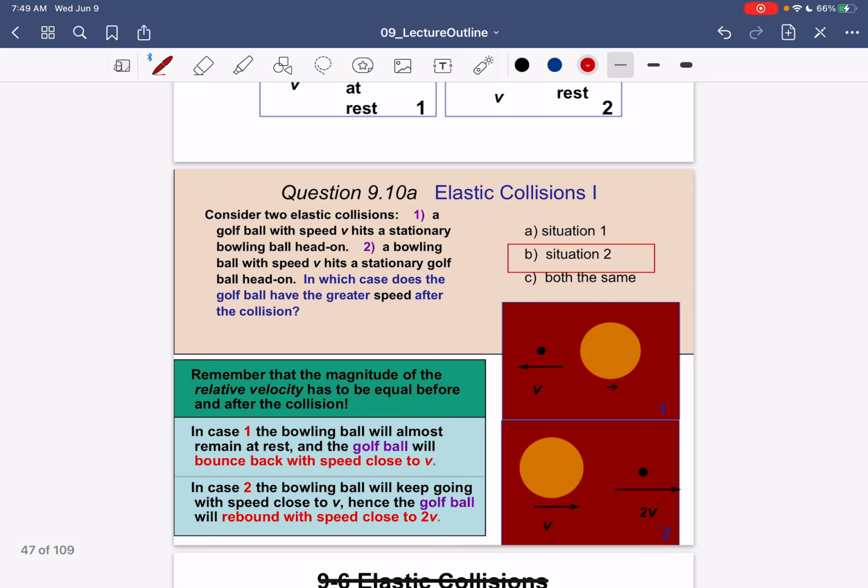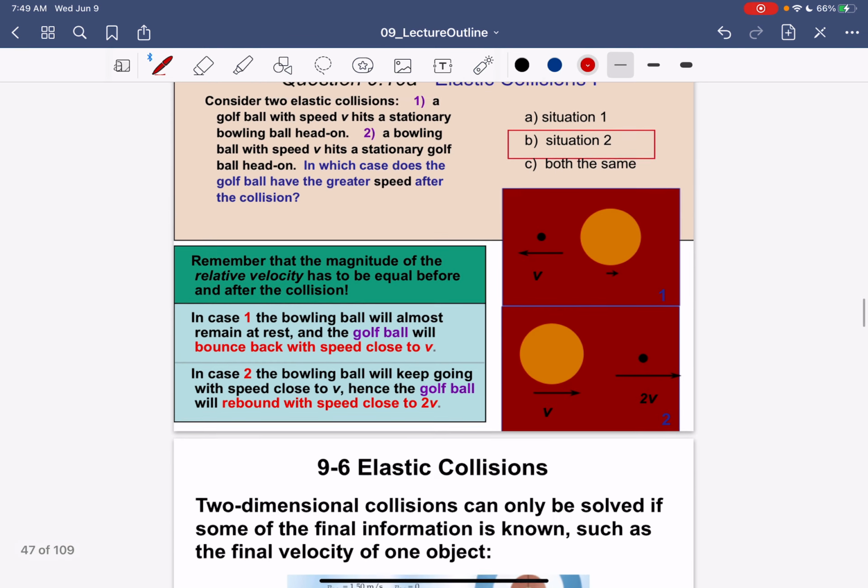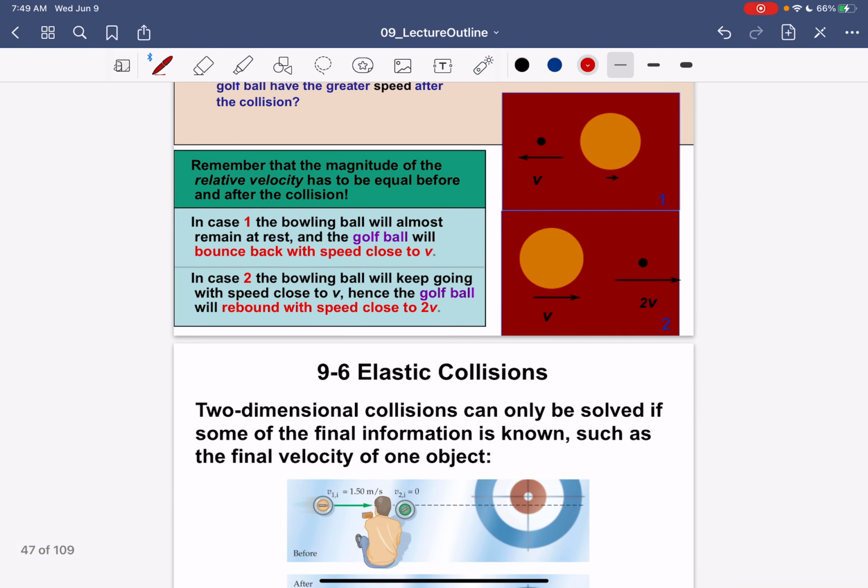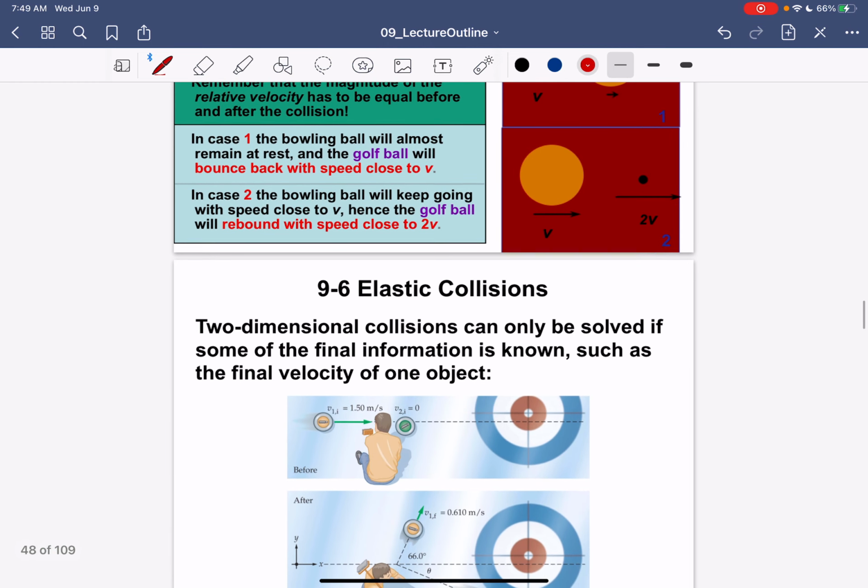In case 1, the bowling ball will almost remain at rest and the golf ball will bounce back with a speed close to v. Whereas in case 2, the bowling ball will keep going with speed close to v, hence the golf ball will rebound with speed close to 2v. It's just like comparing masses and velocities.